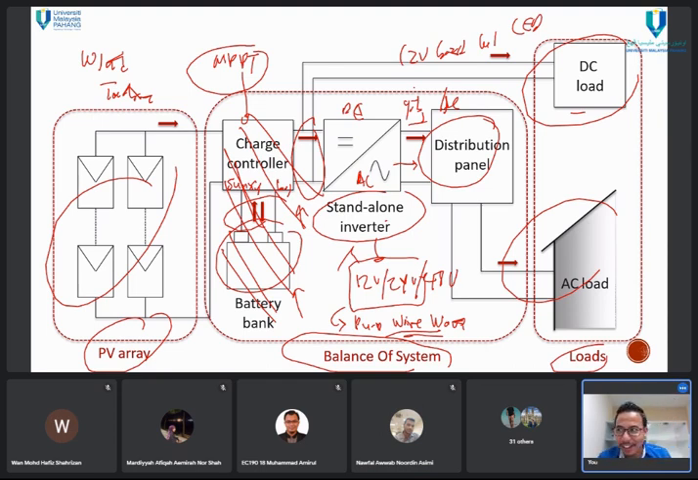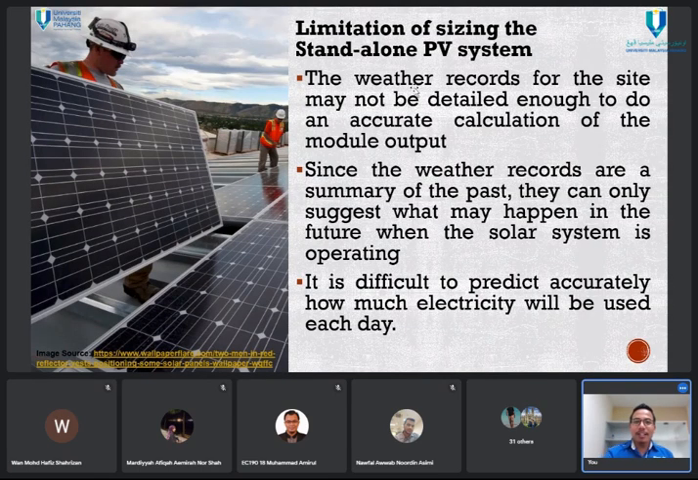Okay. Limitation of sizing the standalone PV system. The weather records for the site may not be detailed enough to do an accurate calculation of the module output.